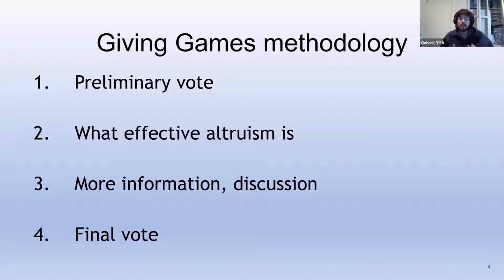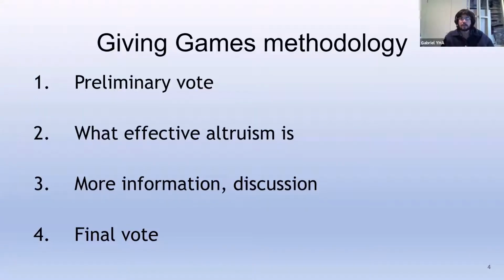Now, the main idea of a giving game is that you bring people together, you select a bunch of charities, and then they have to vote for which charity should get the money. And the money is equivalent to $20 per participant. But the money does not come from participants. It comes from external donors and the organization itself.